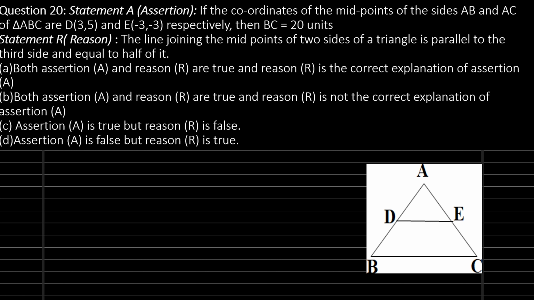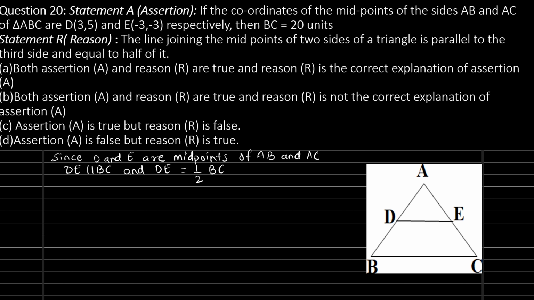So let's try to solve this one. First of all, since D and E are the midpoints of AB and AC, by applying the midpoint theorem we can easily say that DE will be parallel to BC and DE is equal to half of BC.